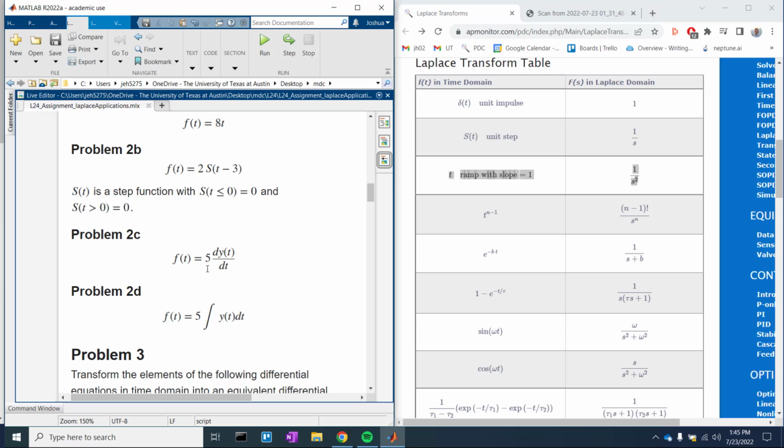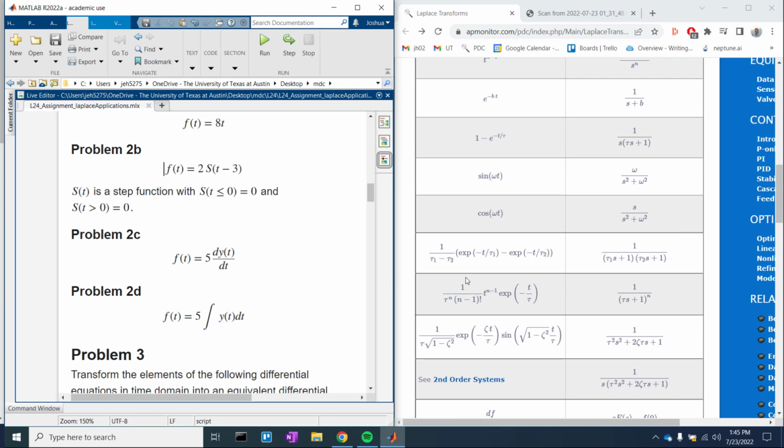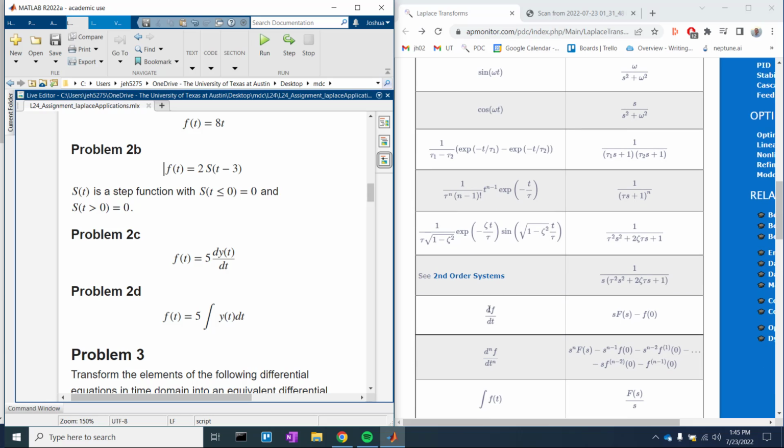C, we have some 5 times dy dt. So let's look down here, let's look for a differential, here we go. So we'd have df dt is equal to s times the Laplace domain of that function, so this would be capital Ys minus f of 0. So I'll get out my pen for this one. So it's going to be 5 times s times Ys minus y of 0. This is actually going to be 5 over s because it's some constant.